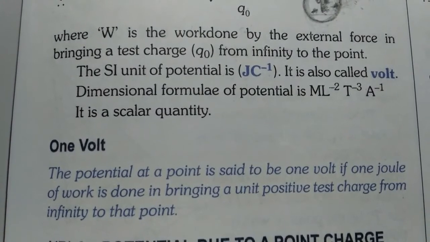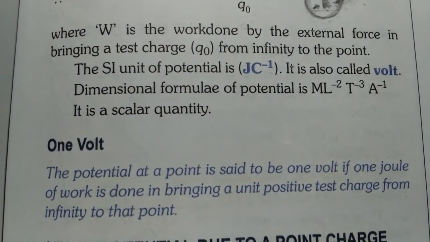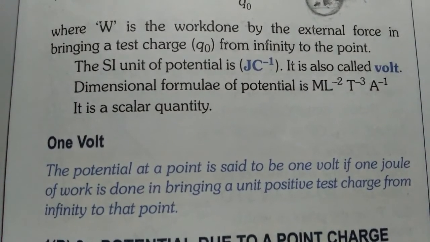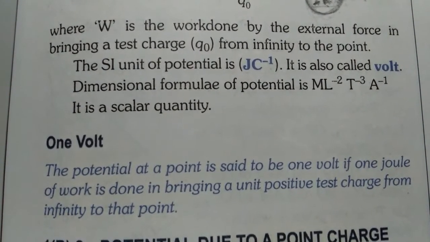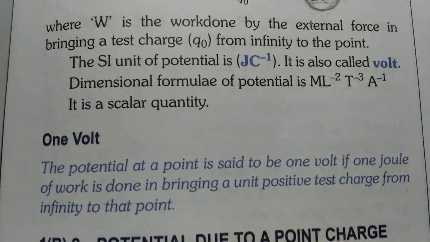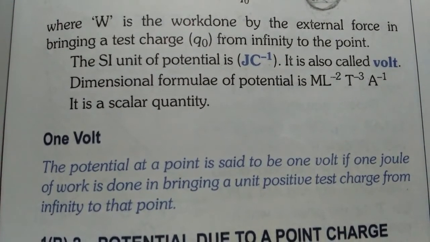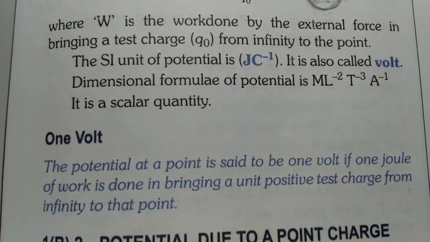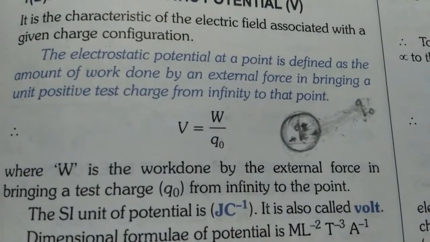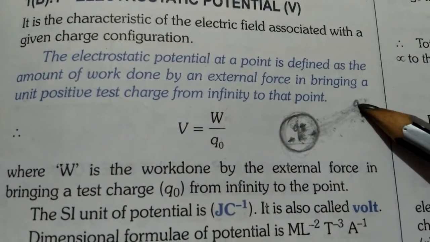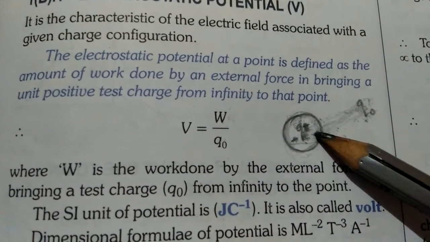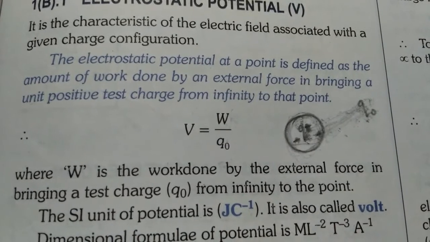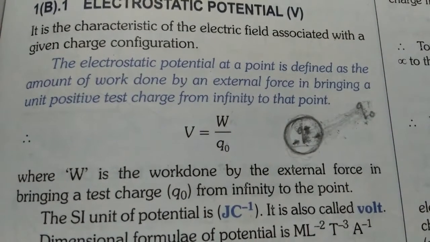Here we can also define 1 volt. How can 1 volt be defined? 1 volt equals 1 joule per coulomb. So it can be defined as: the potential at a point is said to be 1 volt if 1 joule of work is done in bringing a unit positive test charge from infinity to that point. That means if, to move this test charge from here to this point, we have done a work of 1 joule, then the potential at that point will be called 1 volt.